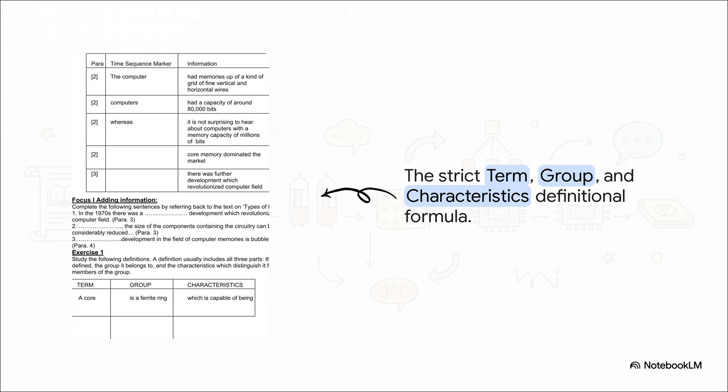Next, you place it into a group. It is a ferrite ring. And finally, you give it distinguishing characteristics. It is capable of being either magnetized or demagnetized. Term, group, characteristics. It's this highly efficient, logical formula that makes absorbing brand new tech specs incredibly clear.